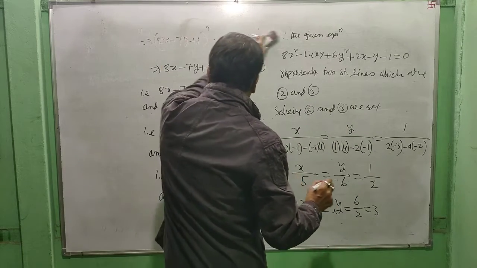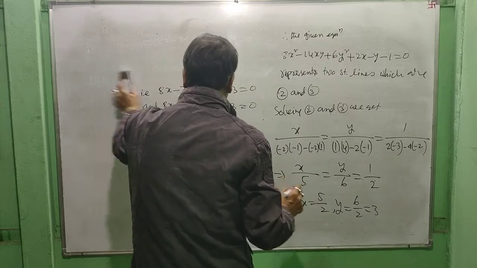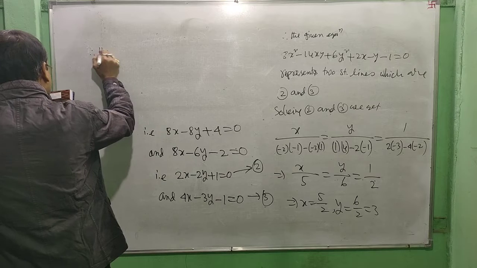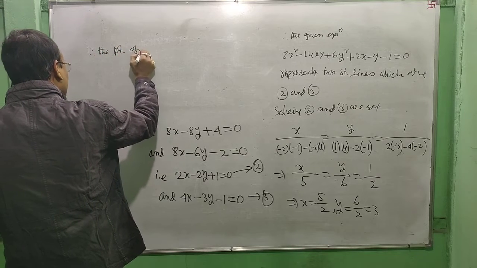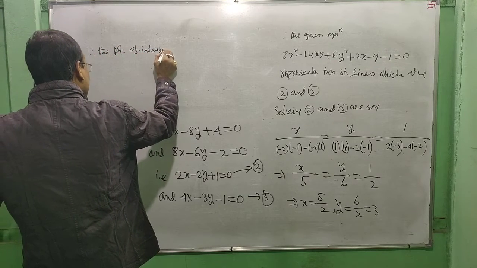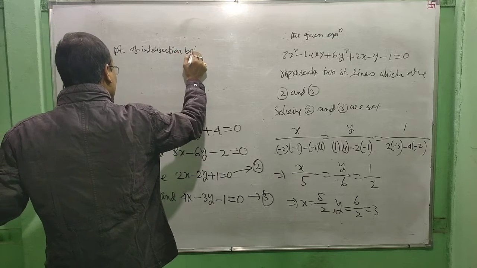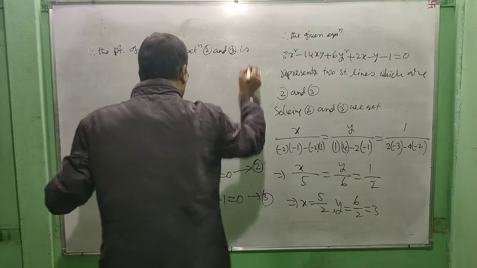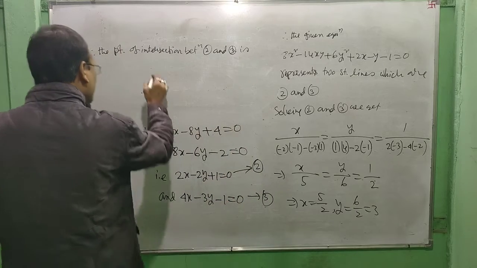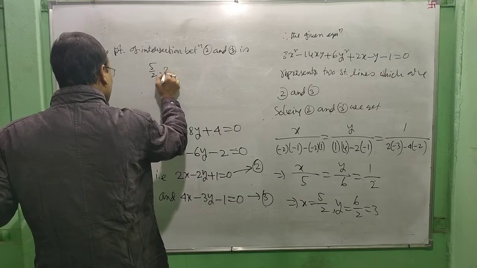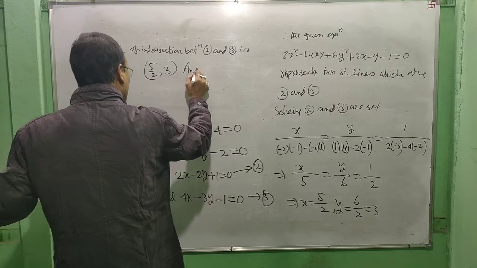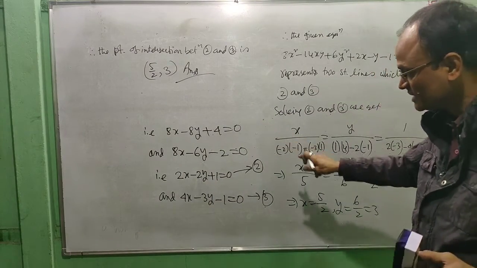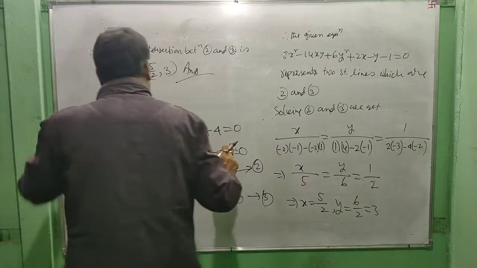Therefore the point of intersection between 2 and 3 is 5 by 2, 3. We have got the same result. The point of intersection between 2 and 3 is 5 by 2 and 3.